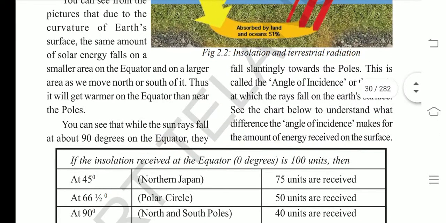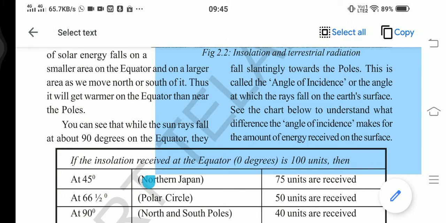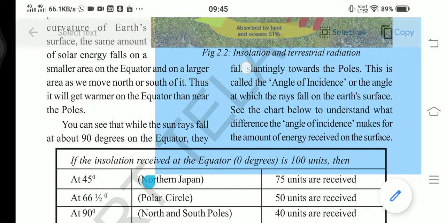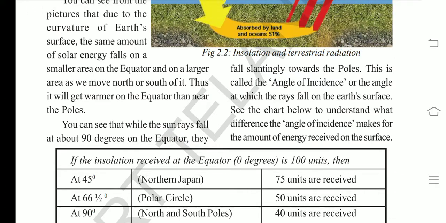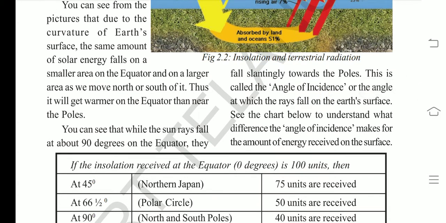This is because they fall slantly. I'm selecting the text, my dear students. Look at that, this is the one, slanting towards the poles. That means sun rays do not fall vertically on all places of the Earth, right?